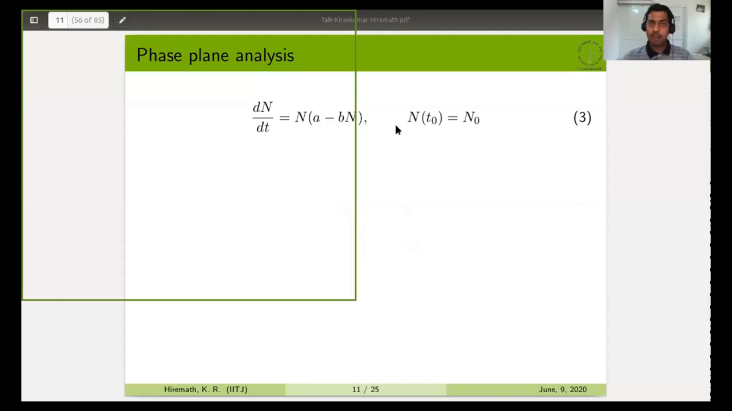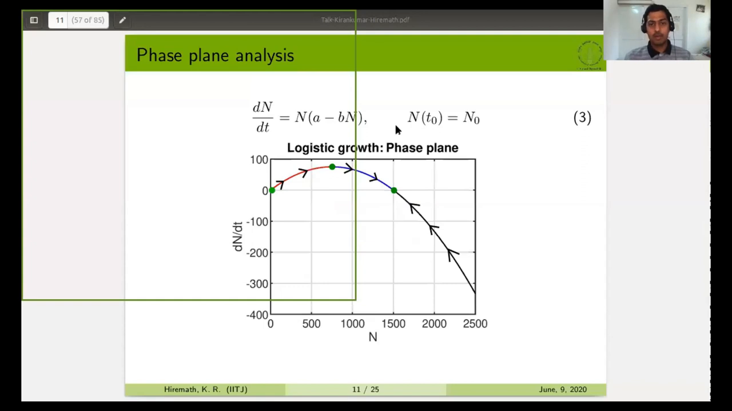But we did this by finding the solution and then plotting it. Can we also do this mathematically? Yes, and that is the beauty of mathematics. This technique is called phase plane analysis. This is another graphical approach. What we do is plot the graph of n against dn by dt, how it changes. For example, when n is equal to 0, dn by dt is 0. When n increases, dn by dt also increases for certain values of a and b. Then it reaches a maximum value. Then it starts decreasing. At some point, it will cut the x-axis, and then it will go on decreasing.